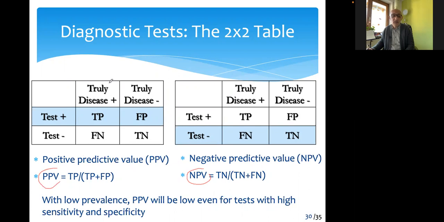In this case, you remember the sensitivity was about the truly diseased people, this column, and the specificity was about the healthy people, this column. Now, the positive predictive value is related with the test positive people. What proportion of the test positive people in my group really have the disease? So this one, true positives divided by true positives plus false positives.